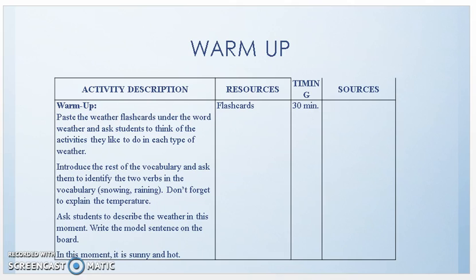So the warm-up is going to be to paste weather flashcards under the word weather and ask the students to think of the activities they like to do in each type of weather. Introduce the rest of the vocabulary and ask them to identify the 2 verbs in the vocabulary, snowing and raining. Don't forget to explain the temperature. Ask the students to describe the weather. In this moment, write the model sentence on the board: in this moment, it is sunny and hot.